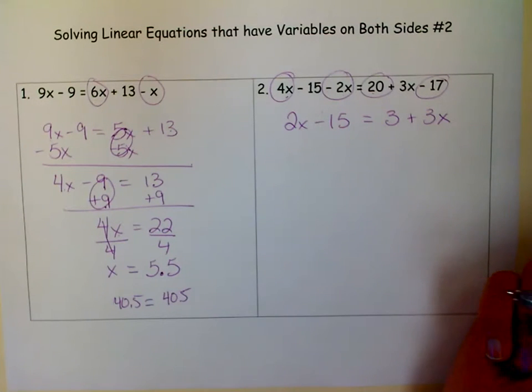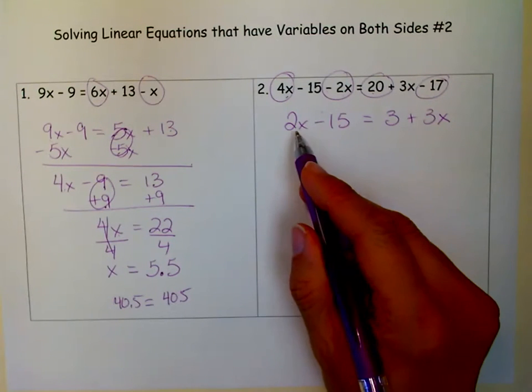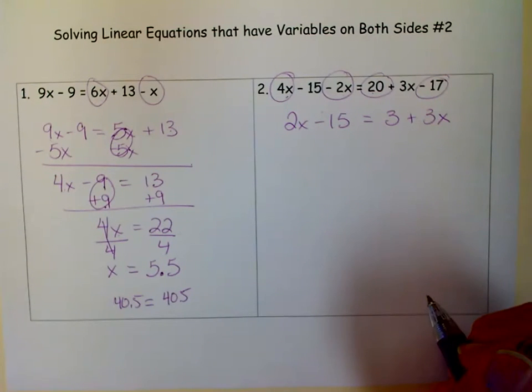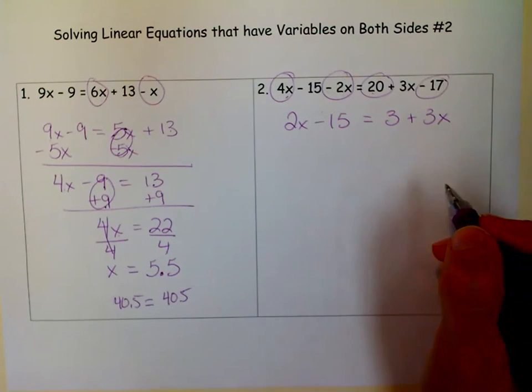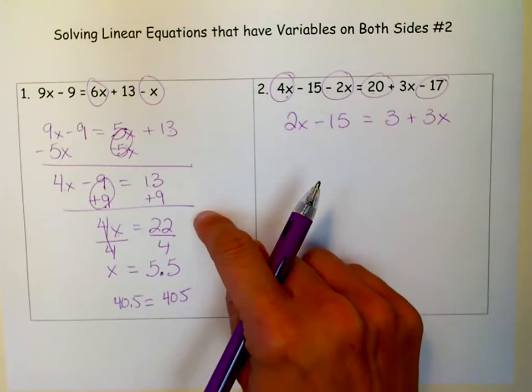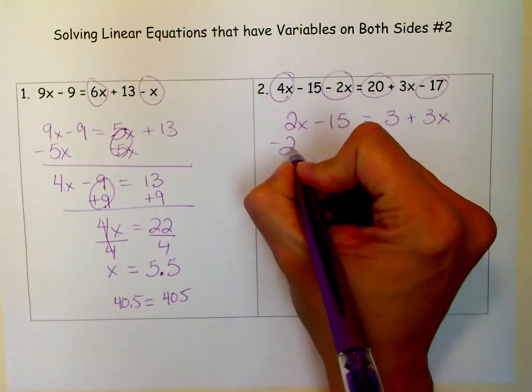So now I have to decide which side I want my variable on. Well, 3 is bigger than 2, so I'm going to move my x's to the right side and my numbers to the left side. So I'm going to do that in one step this time. I did it here in 2 different steps. See if you like that. It's okay if you do it that way.